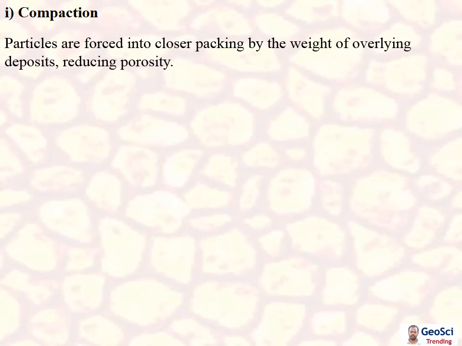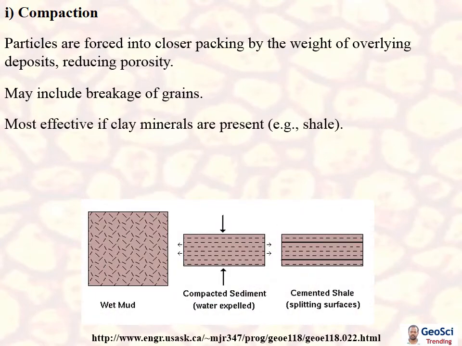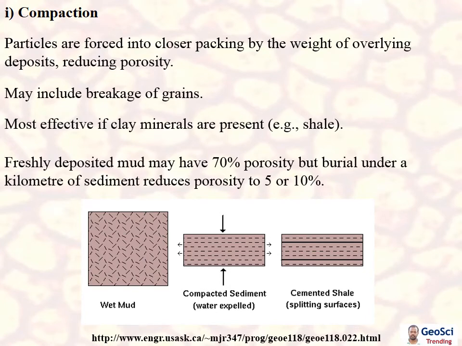Now we come to compaction. Particles are forced into closer packing by the weight of overlying deposits, which reduces porosity. It may include breakage of grains. It is most effective if clay minerals are present, as we can see in shale. Freshly deposited mud may have 70% porosity, but burial under a kilometer of sediment reduces porosity to 5 or 10%.